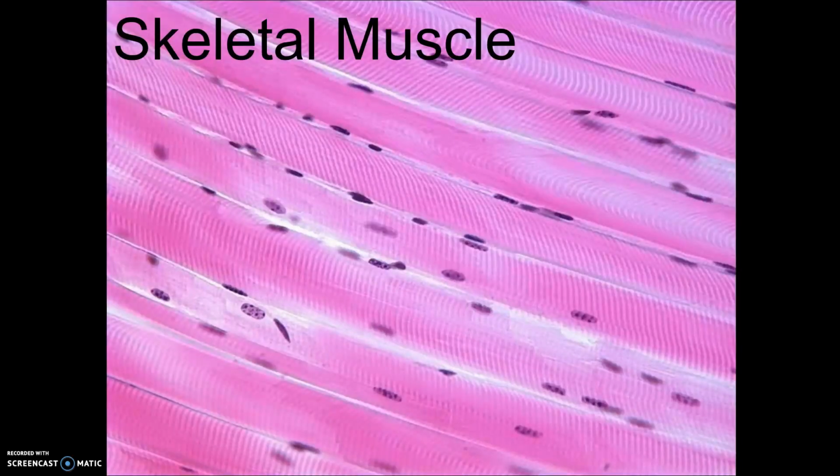All right, skeletal muscle, remember, is long and striated. These are muscle fibers or muscle cells. They're striated, all the stripes here. A lot of nuclei per cell, and they're all on the outside edge. So looking at it, it's a beautiful example of a skeletal muscle.